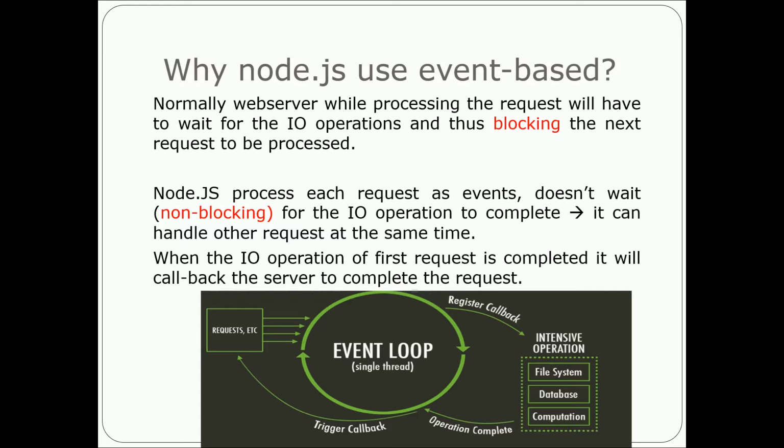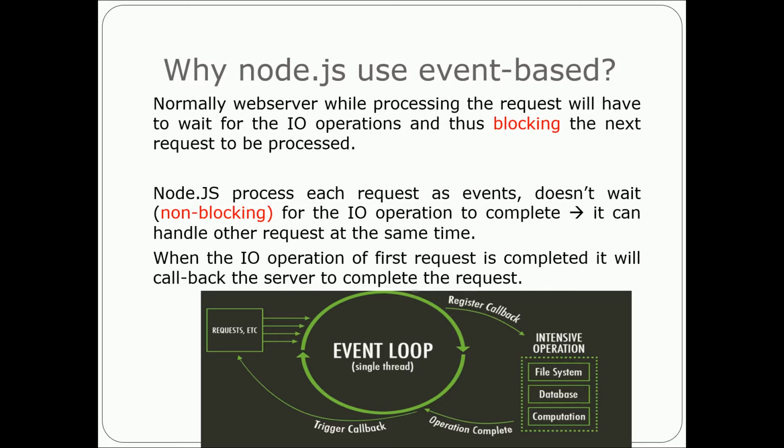Why does Node.js use an event-based model? Normally a web server, while processing a request, will have to wait for the input-output operation, thus blocking the next request from being processed. In Node.js, each request is processed as an event, so it doesn't wait for the input or output operation to complete, and it can handle other requests at the same time. When the input-output operation of the first request is completed, it will call back the server to complete the request.